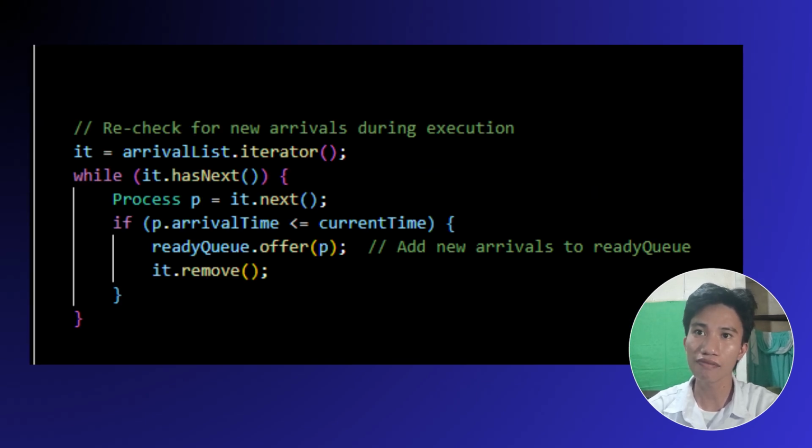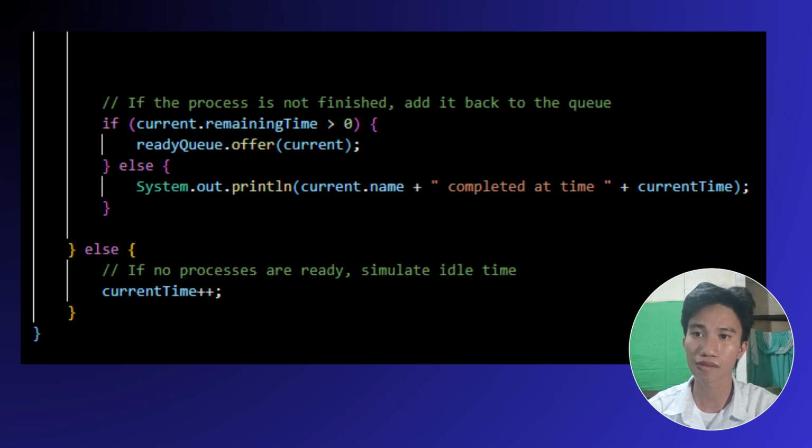Check for any arrivals during the execution. Since the clock has advanced, we check again for any newly arrived processes and add them to the queue. If the process is not finished, requeue it, and done.